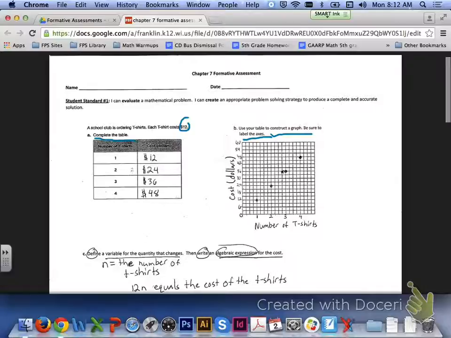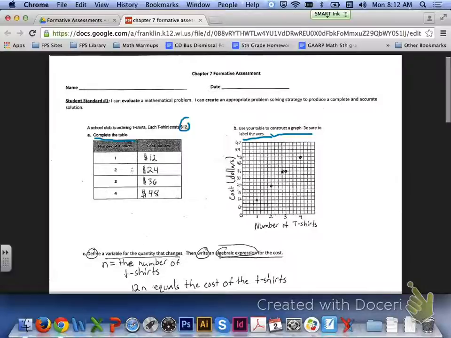And the number of t-shirts is the independent variable. The cost depends on the number of t-shirts, and typically you have your independent variable on the horizontal axis or the x-axis. Okay? So the number of t-shirts, notice how I spread out my number of t-shirts. I didn't put 1, 2, 3, and 4 right next to each other on the next lines. I spaced it out. I gave 4 vertical lines in between each number of t-shirts that I put down, just so that it's easier to read for the people viewing my graph.